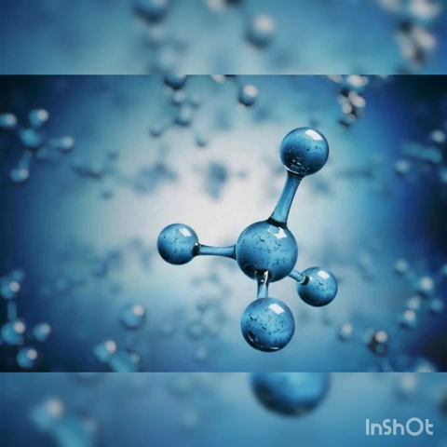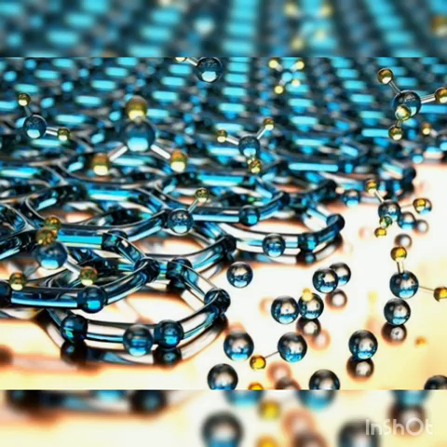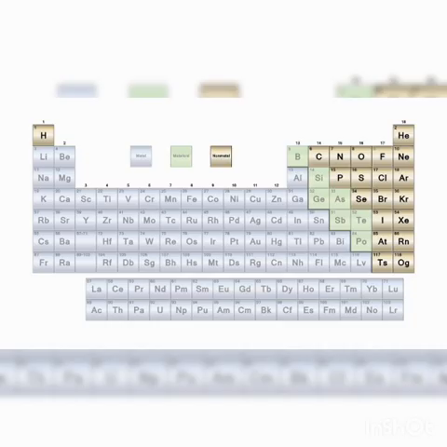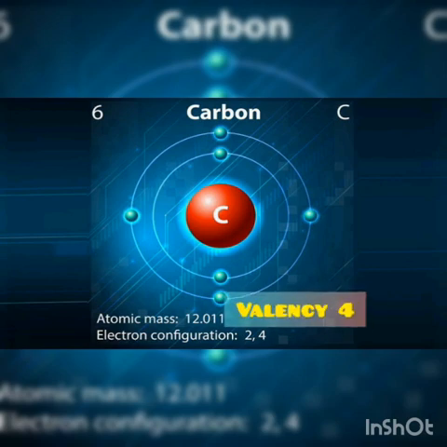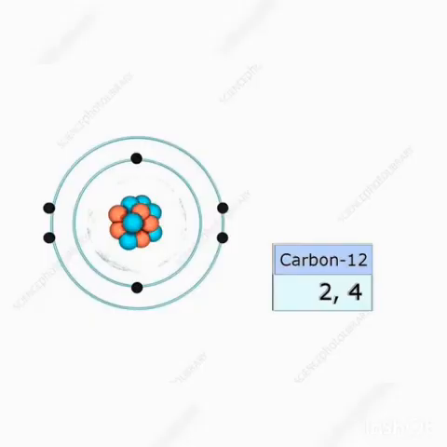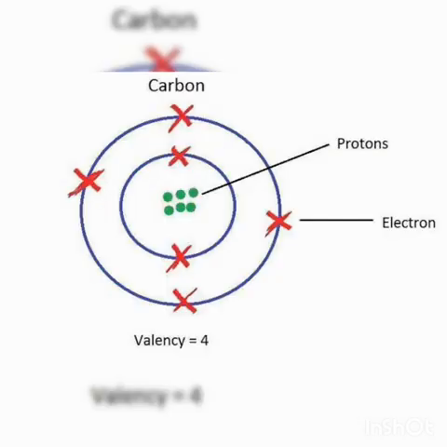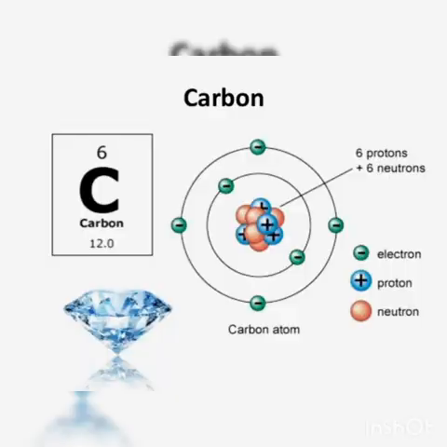Now, in this lecture, we will learn more about carbon, its properties and its nature. So let's begin. As you can see in the picture, carbon is a non-metal having atomic number 6 and valency 4. Hence, its electronic configuration will be 2, 4. It means in its K shell there will be 2 electrons and its L shell, in this case also called the valence shell, will have 4 electrons.